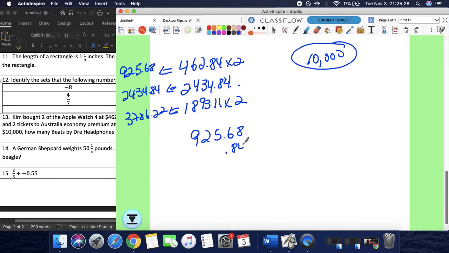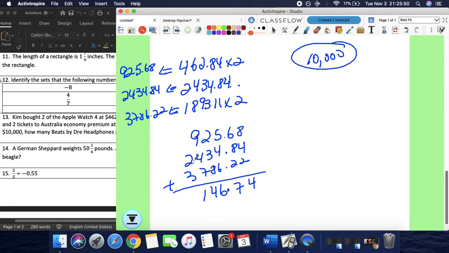Right? So that's why we line up when we're adding or subtracting. 2434, 3786.22. Add them up. 14, 10, 17, 16, 14, 21, 2. So 7,146 is how much she spent.